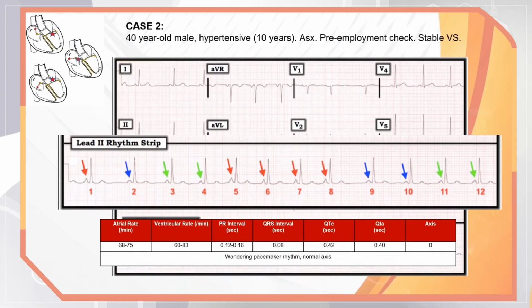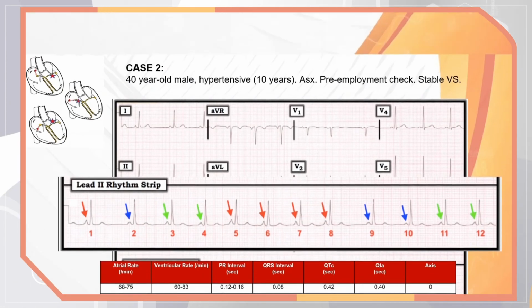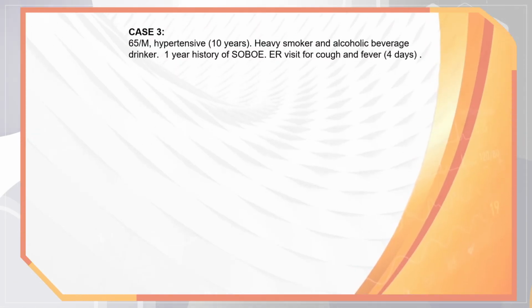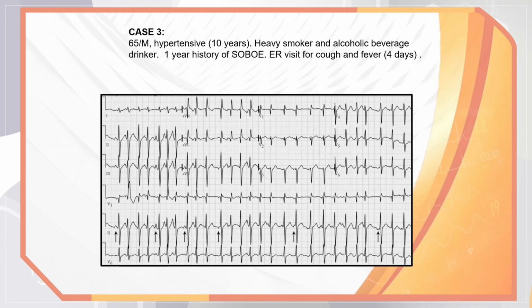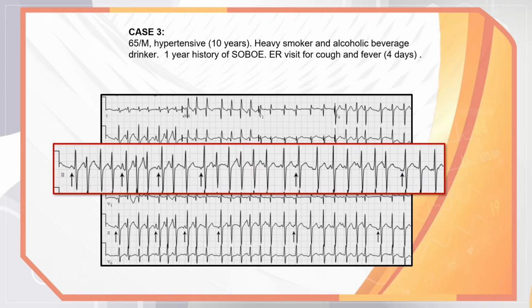Now the third case is that of a 65-year-old hypertensive male who is a heavy smoker and alcohol beverage drinker, presenting with shortness of breath on exertion, cough and fever at the emergency room. His ECG looks quite bizarre with a very irregular rhythm. And at first glance, one might be tempted to think that it is atrial fibrillation. But again, when you look closer, there are actually P waves and P waves of varying morphology.